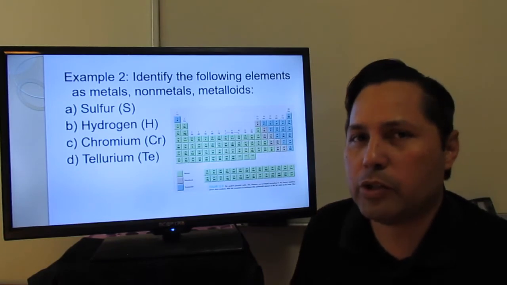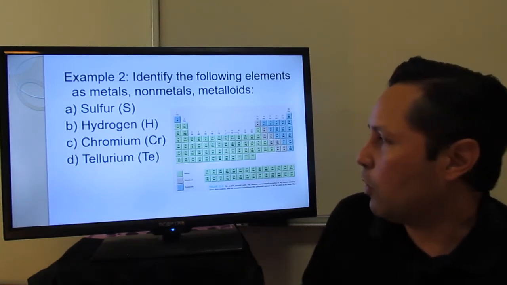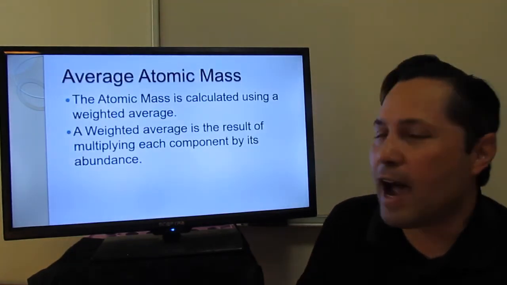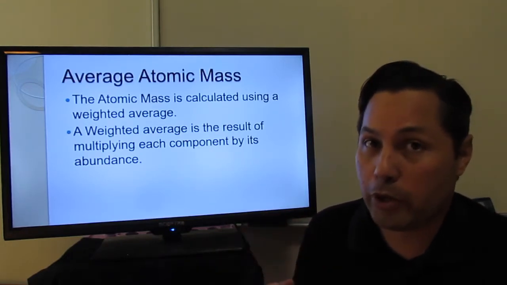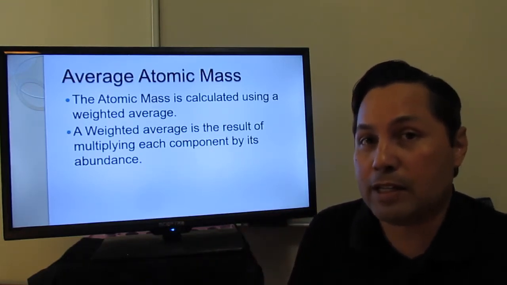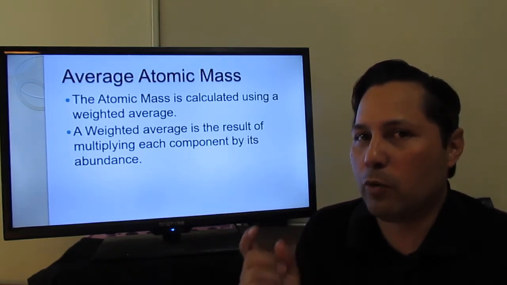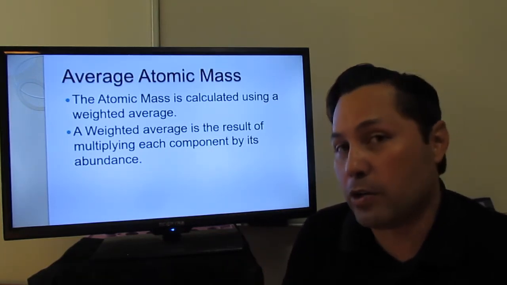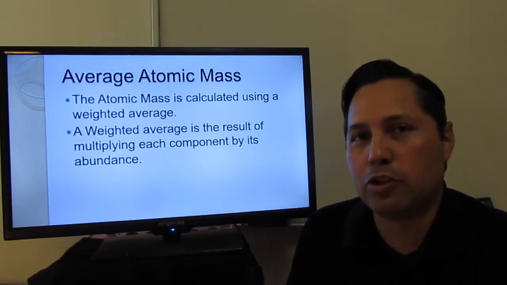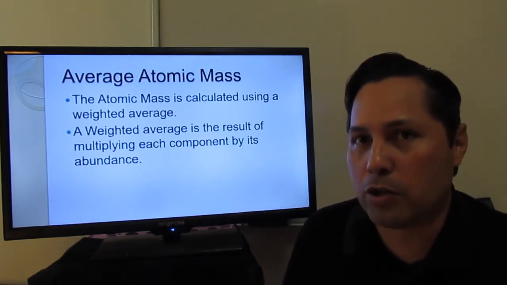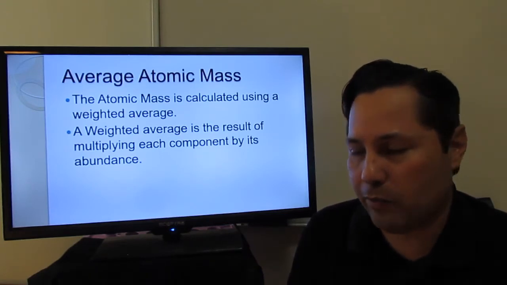Alright, up next, now we're going to switch gears. We're going to talk about how you find the average atomic mass. That's the number you see at the bottom of each element on the periodic table. That's how heavy each element is. And they don't just tell you the weight of one element. There's different isotopes, so they get the average, and that's what you see there. But it's not just a regular average, it's a weighted average. So we're going to discuss how you solve for that in a bit.